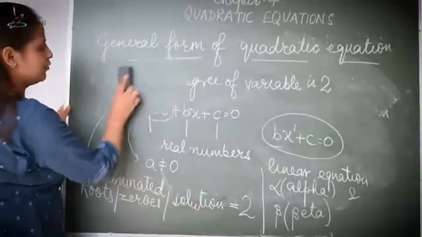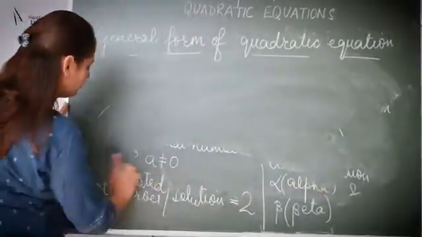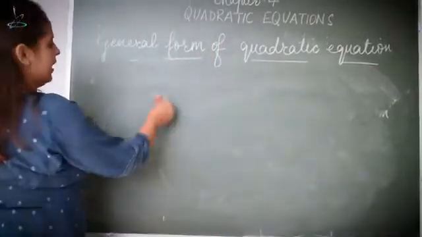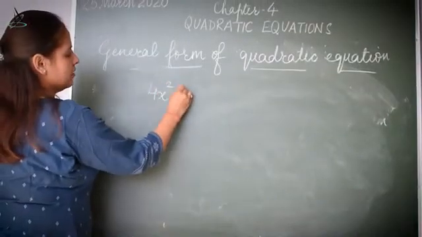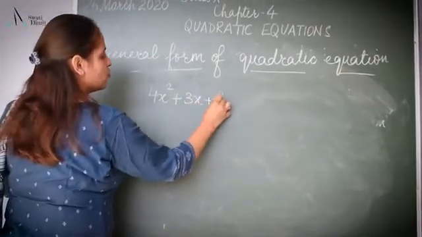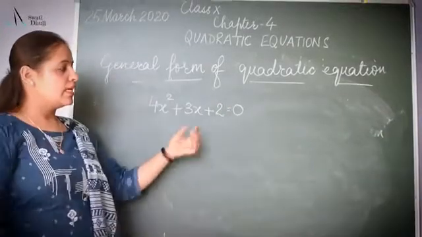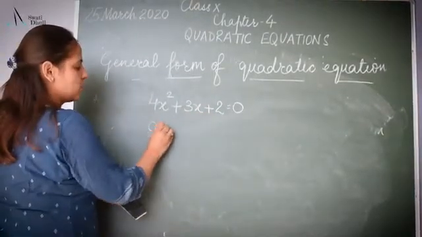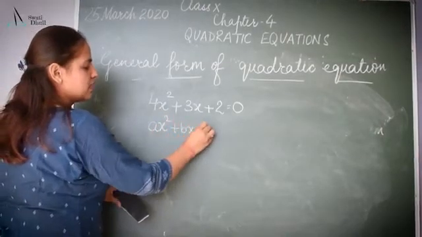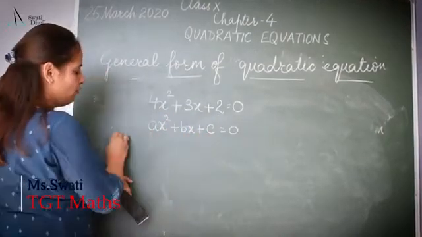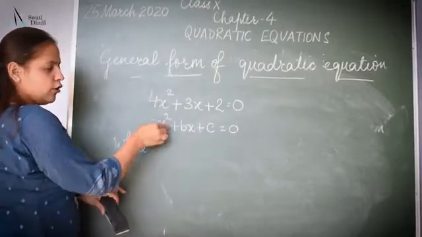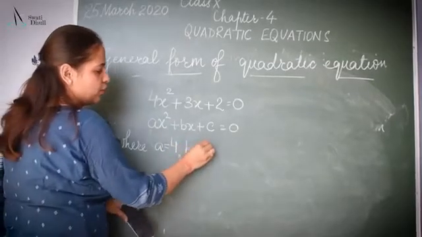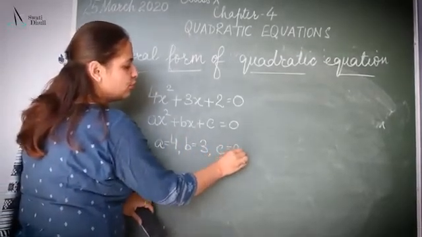Let us take an example for it. If I say 4x square plus 3x plus 2 is equal to 0, this is a quadratic equation as it is of the form ax square plus bx plus c is equal to 0, where now you compare these two equations. a will be equal to 4, b will be equal to 3 and c will be equal to 2.